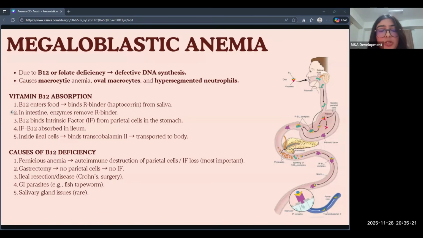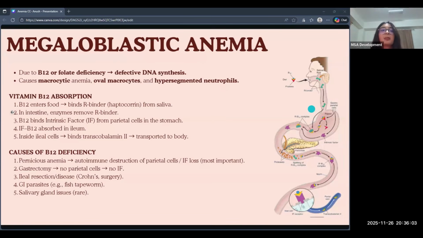Now, what can be the causes of B12 deficiency? First and foremost, we have pernicious anemia. Pernicious anemia is an autoimmune condition. There is autoimmune destruction of the parietal cells. Now, if the parietal cells are destroyed, that means the intrinsic factor will be low. Loss of intrinsic factor means that there's nothing left to bind vitamin B12. And this is most important to remember. Then we have gastrectomy. Now, gastrectomy is when a part of the stomach is removed. If a part of the stomach is removed, that means you're also removing the parietal cells, right? So there will be no intrinsic factor to bind with B12, and there will be no complex formation. Then we can have ileal resection and so on.